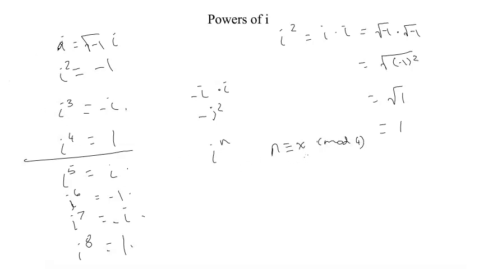Whatever that is, if it's 1, you would write i. If it's 2, you'd write -1. If it's 3, you'd write negative i. If it's 4, you'd write 1.